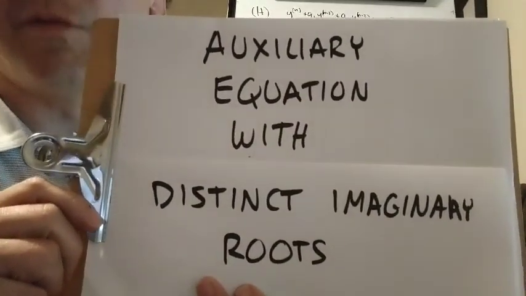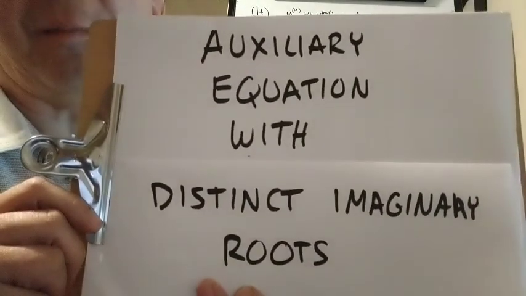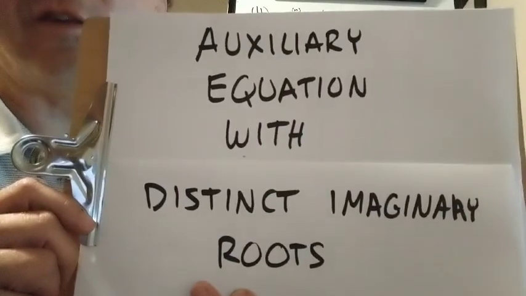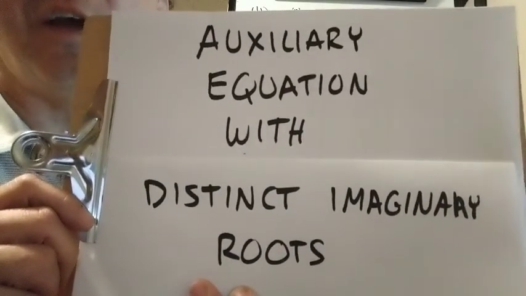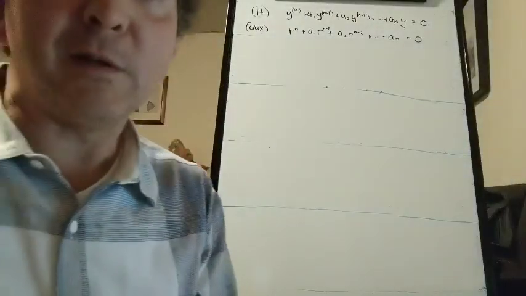As you know, sometimes a polynomial with real coefficients can have imaginary zeros. So it could happen that the auxiliary equation has imaginary roots. And if it does, then the solutions look very different.